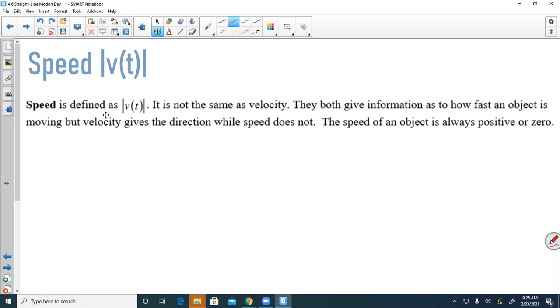Speed is defined as the absolute value of velocity. So speed just tells me how fast an object is going. It doesn't tell me the direction. So speed does not indicate direction. You're probably most familiar with the idea of speed as how fast your car is driving. Whenever I say how fast are you going, I just want to know, like, are you going 55 miles per hour? I really am not asking which direction you're going. So when I ask you your speed, I just want to know that number. And so we can find it by taking the absolute value of velocity.